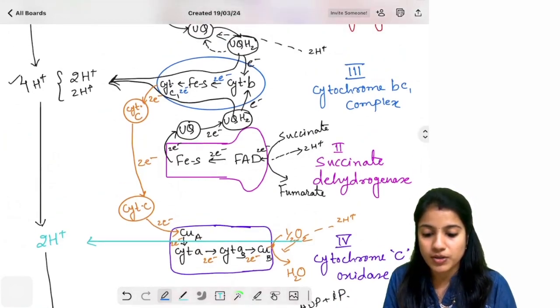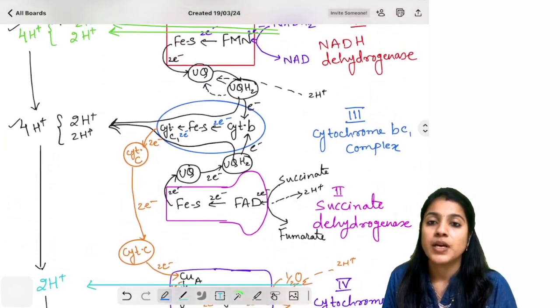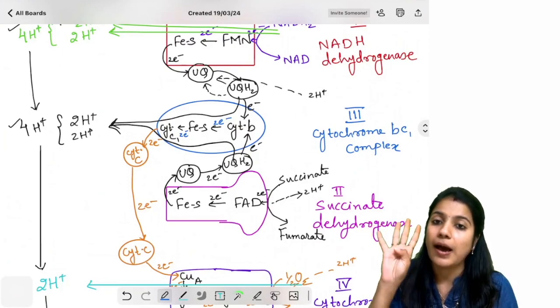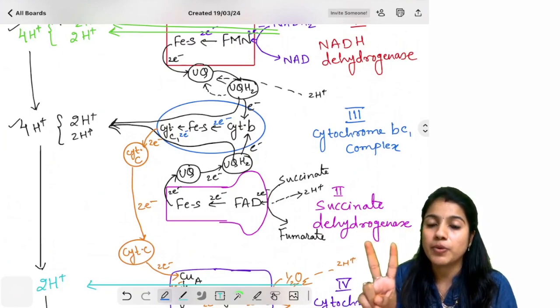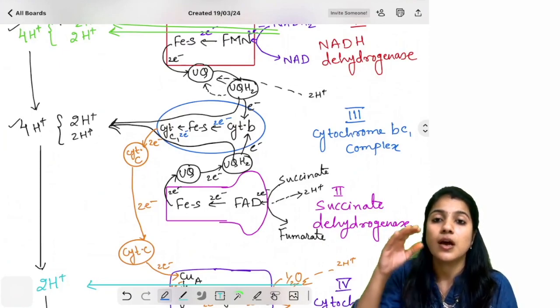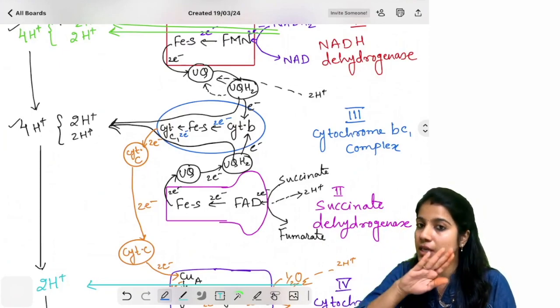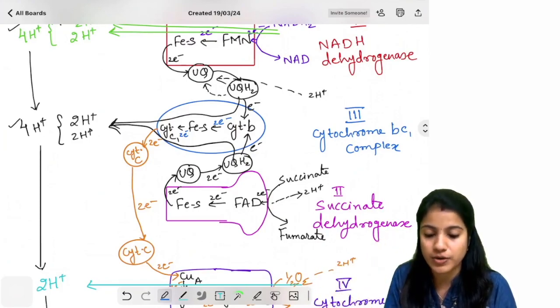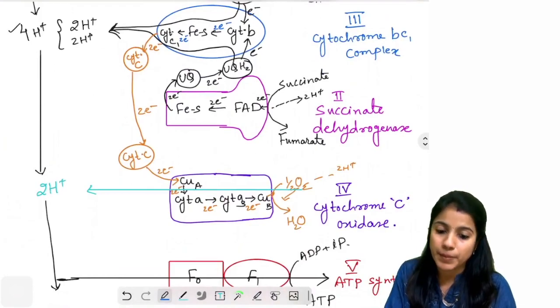That's all about this cycle, right? Three complexes can pump protons: complex 1, 3 and 4. Complex 2 cannot pump protons because it is itself an enzyme, succinate dehydrogenase, partially embedded in the membrane. It does not have a proton carrier. That's why it cannot pump protons into the intermembrane space.